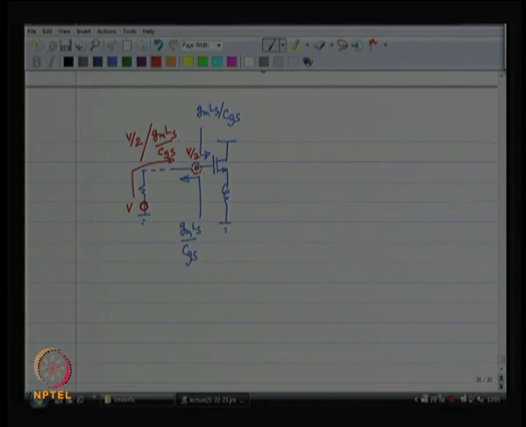All of this current is going into the gate, which means that it is dropping across Cgs, which means that the gate to source voltage... this is the gate current. This gate current is going to drop across Cgs.